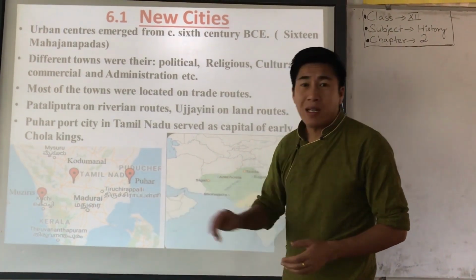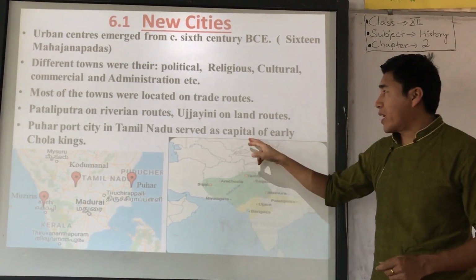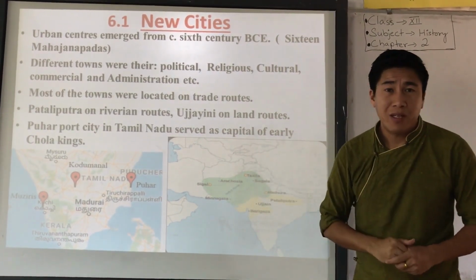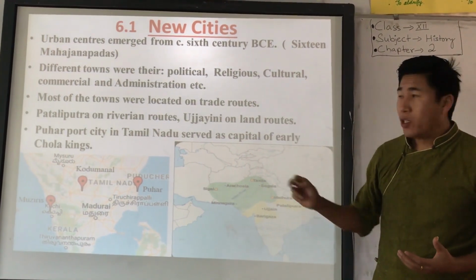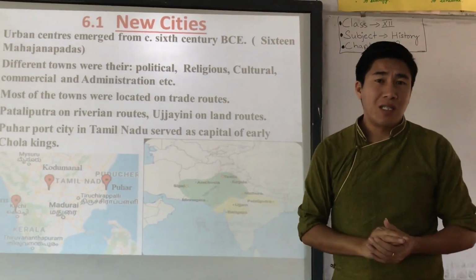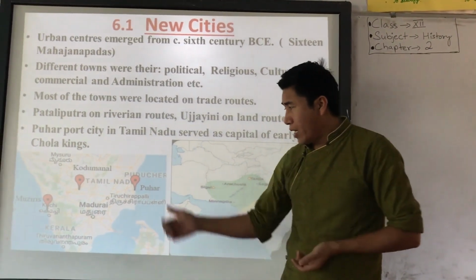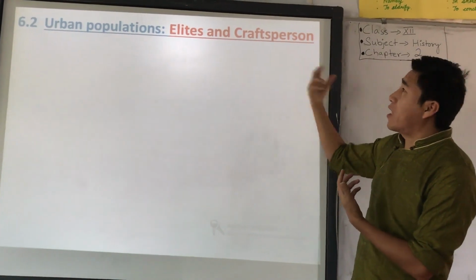So Puhar is a very important port city of Tamil Nadu that served as the capital of the early Chola kings. You know about the Tamilakam: Cholas, Cheras and Pandyas. So this is all about the different kinds of cities in ancient India. Now we move to the next topic, that is urban population, elites and crop production.